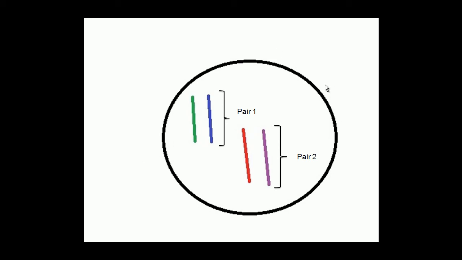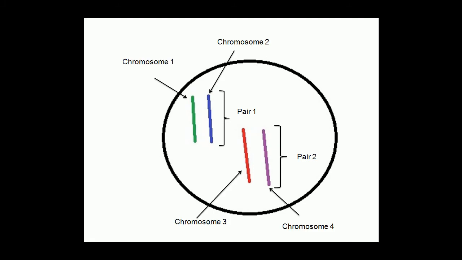So this is where we're going to start, and the nuclear envelope has now been dissipated, and then we're going to end up there. Now, to help us keep track of these chromosomes through this process, I've labeled them pair 1 and pair 2. And pair 1 consists of chromosome 1 and 2, and pair 2 consists of chromosome 3 and 4. So I will refer to these numbers as we go through our process.